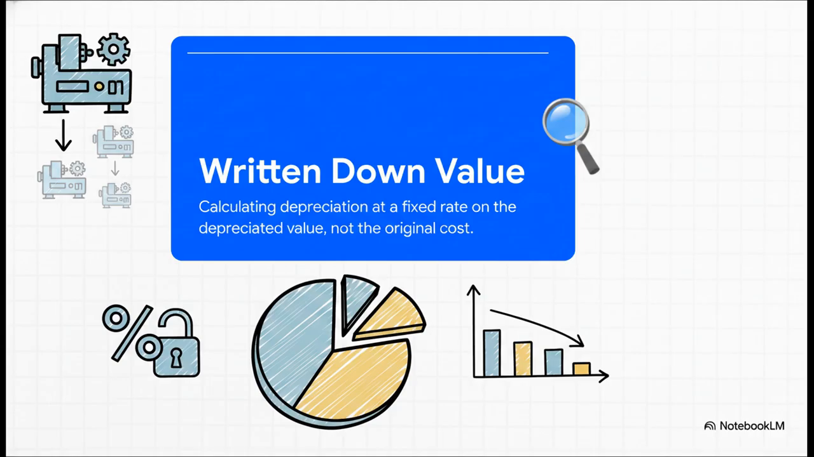You apply that fixed rate to the depreciated value of the asset, not its original cost. So, if you buy a machine for $10,000, you don't keep taking your percentage off that $10,000. You take it off whatever value is left over after the previous years of depreciation. You're basically taking a slice of a continuously shrinking pie.